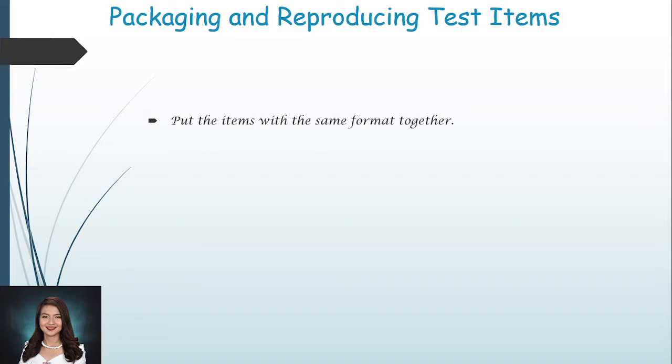But if you're using Google Forms, there is a tendency that if you click the shuffle, the items will be shuffled, and as you can see, the format will not be followed. Minsan, nauuna yung multiple choice, then susunod yung true or false format. But if you're using paper and pencil tools, you need to put the items with the same format together.